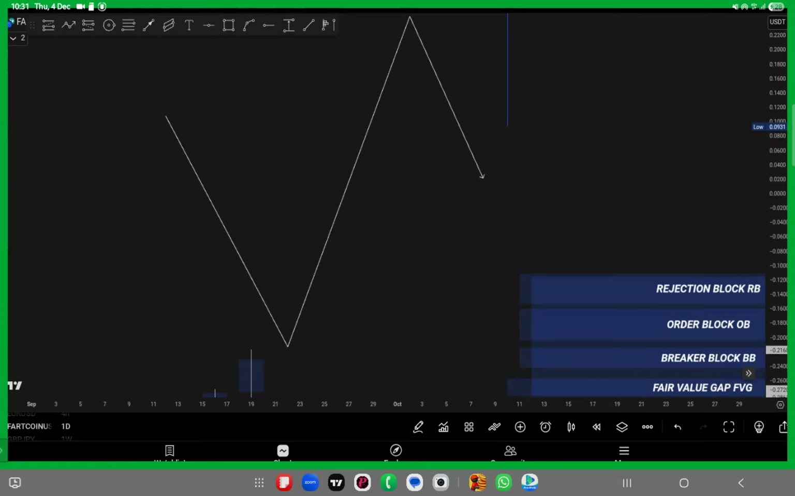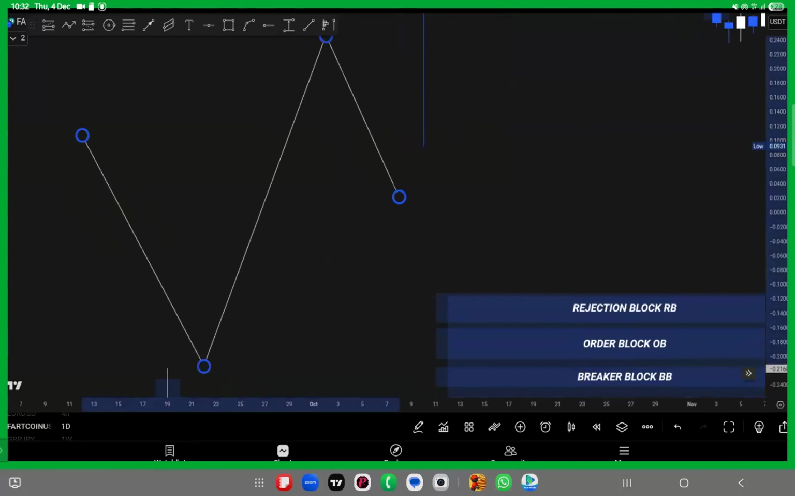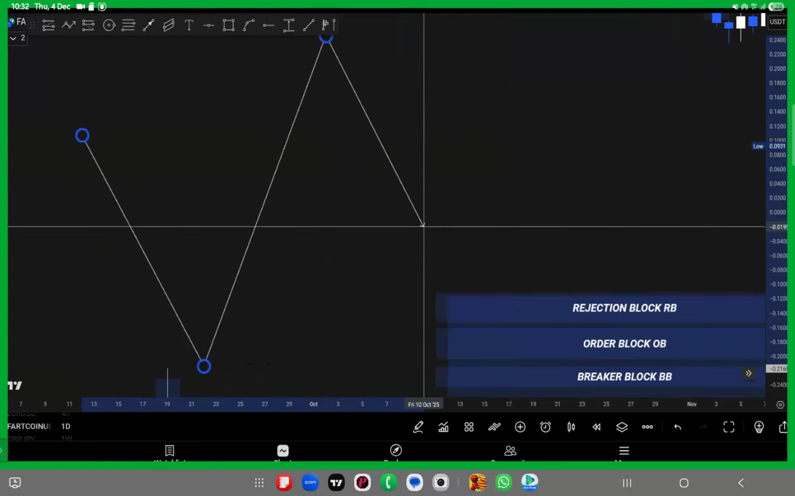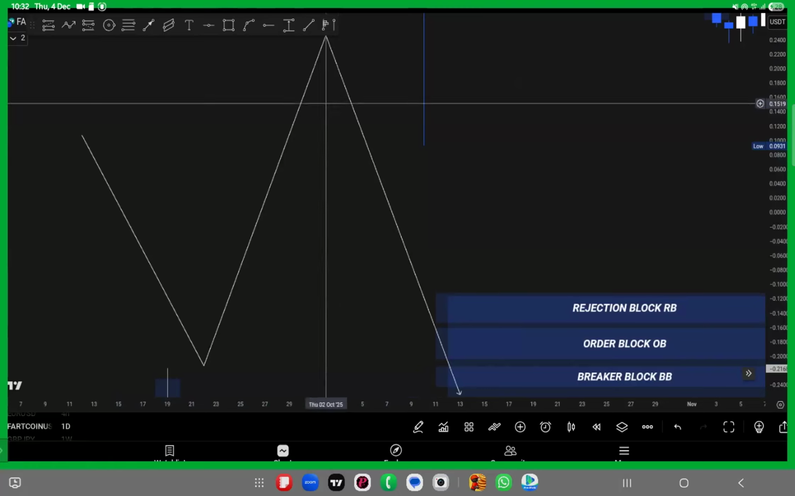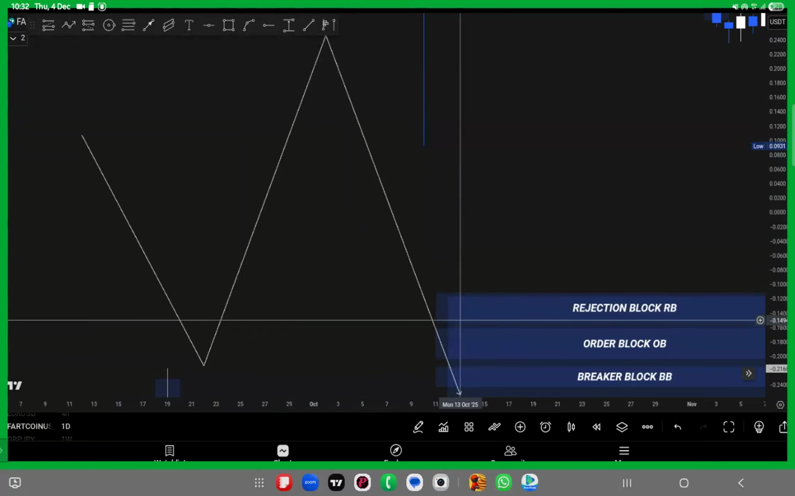For the supply zone, you want to identify your supply zone from the last green candle. In my case, it is the white candle. Take for instance, something like this. With this, you can say that this was the last trend, which was a demand trend. A demand trend gave us this high here, and then what proceeded after it was a supply trend.